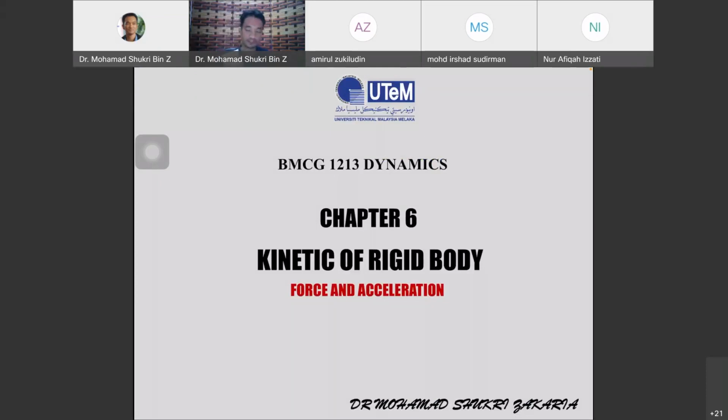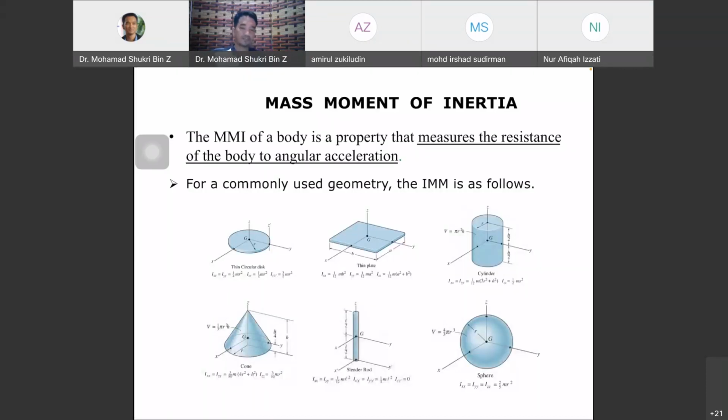So now we continue on chapter 6. Chapter 6 will have one question in your final exam. Basically question 1, I think question 1B. You will have one question in your final exam, worth I think 13 marks. So I have given you one file in WhatsApp which contains mass moment of inertia.